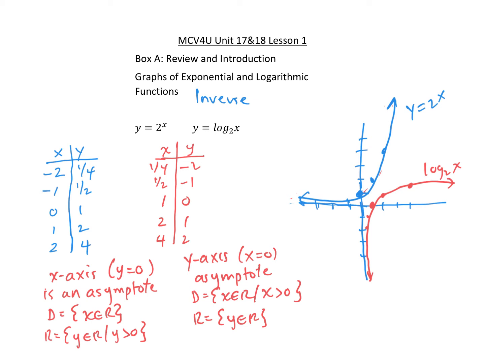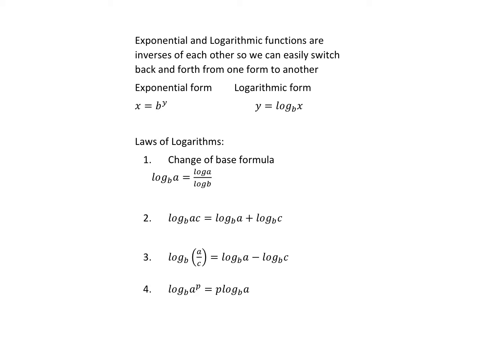So that's what the graphs look like. You first looked at those in grade 11 and again in grade 12, so they should be familiar to you. In these graphs, we can't have a negative result. Everything is above 0.